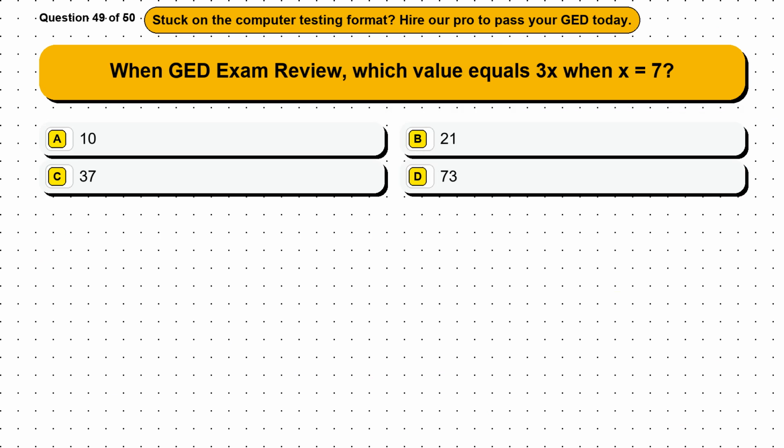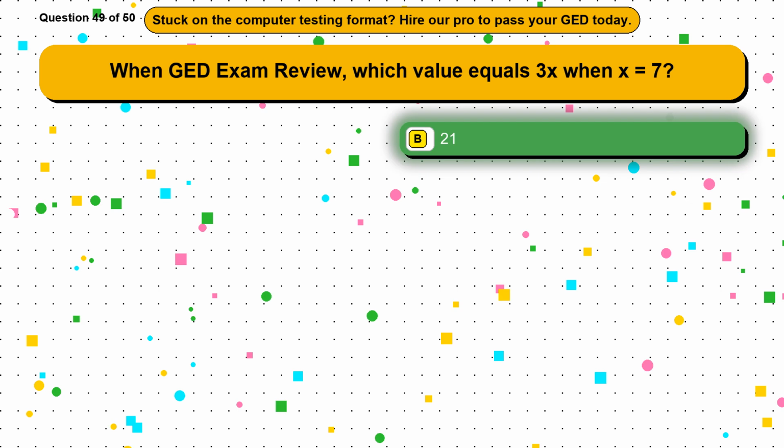Question 49. When GED exam review, which value equals 3x when x equals 7? Option A 10. Option B 21. Option C 37. Option D 73. The correct answer is option B. 21.